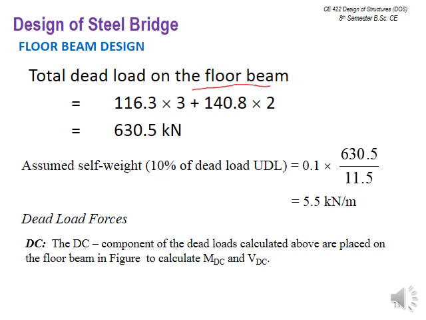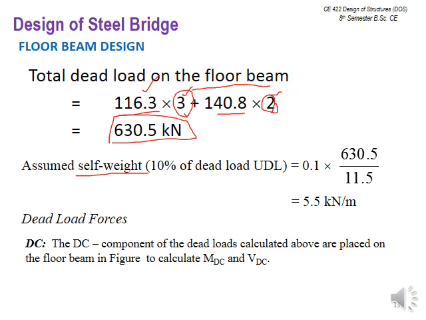So here the total dead load on the floor beam you can calculate by considering the total dead load of both the exterior and interior stringers. This is the interior stringer, this is the exterior stringer. So there are 2 exterior stringers, so you have to multiply the dead load calculated already with 2, and 3 are the internal, so you have to multiply it with 3. In your design problem, whatever the number of stringers is, this part will change depending upon that. So finally you are getting the total dead load as 630.5 kilonewtons coming on the floor beam.